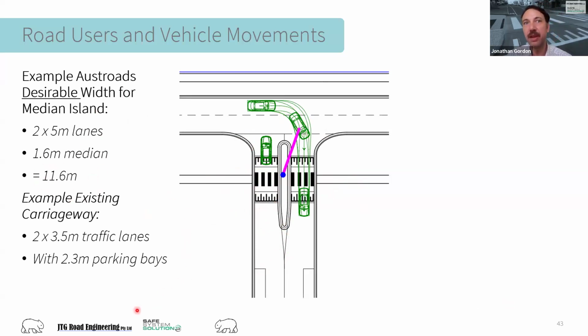An example of a very, very standard carriageway would be two 3.5 metre lanes with 2.3 metre parking bays each side. That is both textbook and very common in an urban environment. So you could fit that in there.